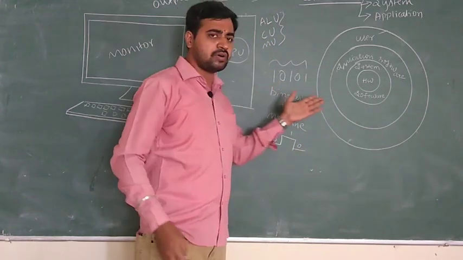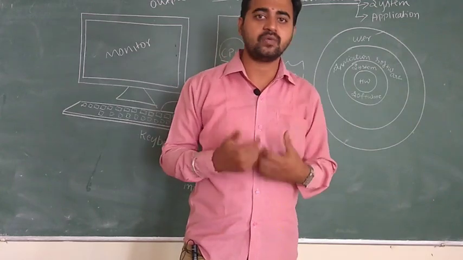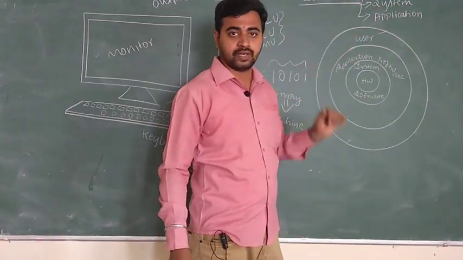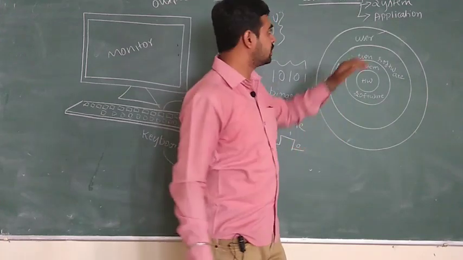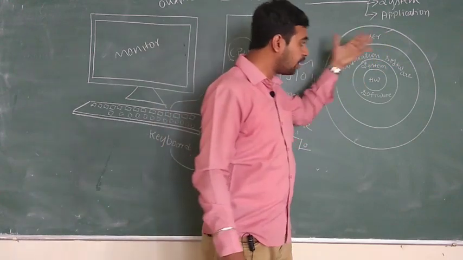But I cannot keep on writing zeros and ones because we are unable to understand what it is. So we need what? We need a system software. System software is a very essential part of the computer.